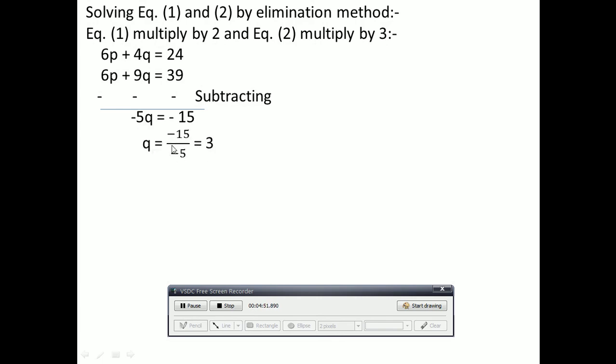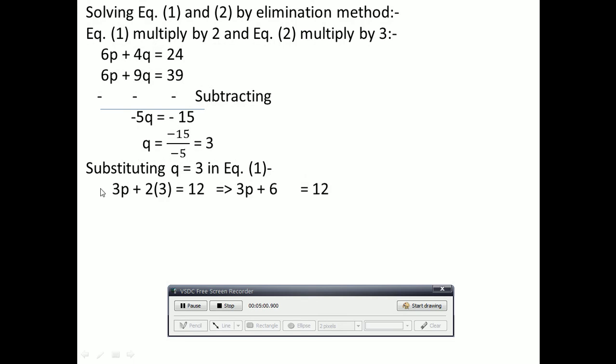This value of q can be substituted either in equation first or in equation second. I am substituting q equal to 3 in equation number first. The equation was 3p plus 2q equal to 12. So in place of q we put 3. So 2 3s are 6. So it is 3p plus 6 is equal to 12. Now this 6 will be shifted there. So 3p will be equal to 12 minus 6. 12 minus 6 is 6. Now this 3 will be shifted to the denominator. So the value of p will be 6 by 3, that is 2.